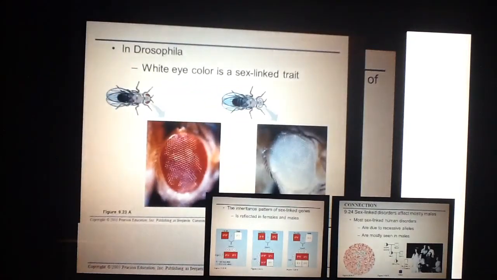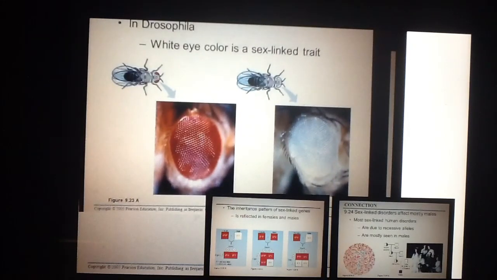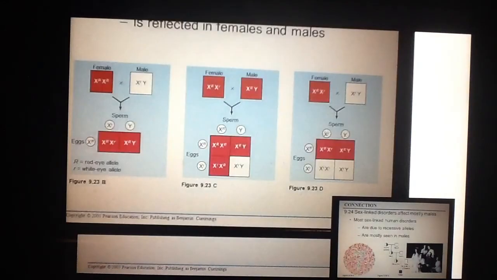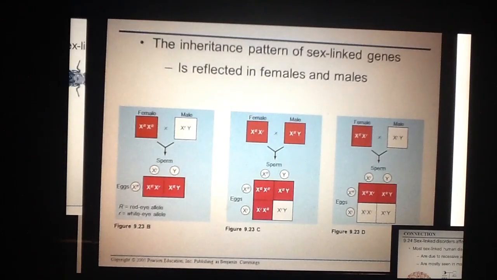With Morgan and his fruit flies, what he discovered is that in Drosophila, white eye color is actually determined by what sex you are. Males are more likely to be white-eyed. And if we look at a Punnett square, we can actually see why it's more likely to show up in males. So here we have a female who is homozygous dominant, and we have a male who is recessive.